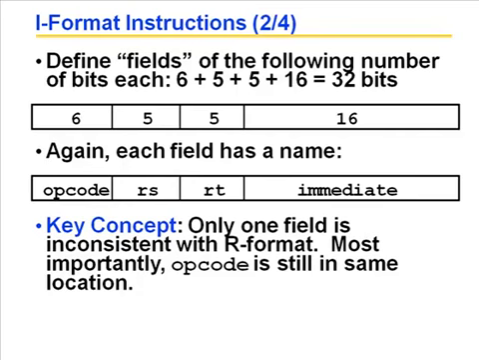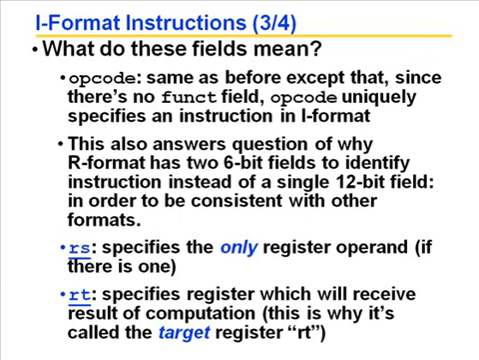It doesn't actually go to an address and look at what's in the address. It's just like add 5, like a literal, just add 5. The number 5 would be an example of using an I format. So the opcode is the same as before, but since there's no function field, the opcode uniquely specifies an instruction in I format. This also answers the question of why R format has 2 6-bit fields to identify the instruction instead of a single 12-bit field, in order to be consistent with the other formats.